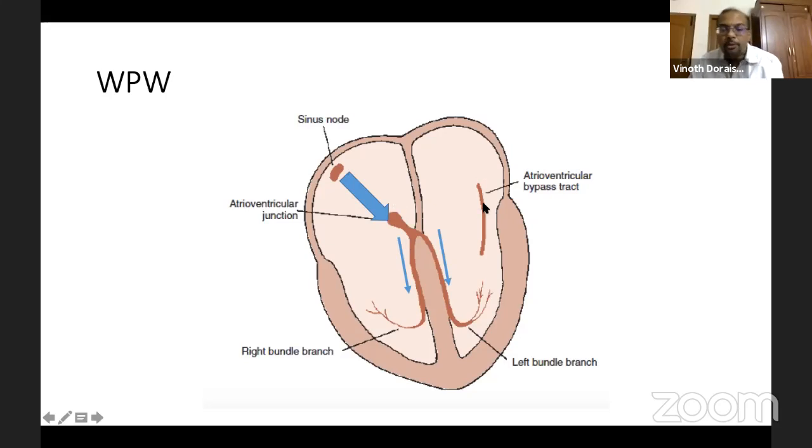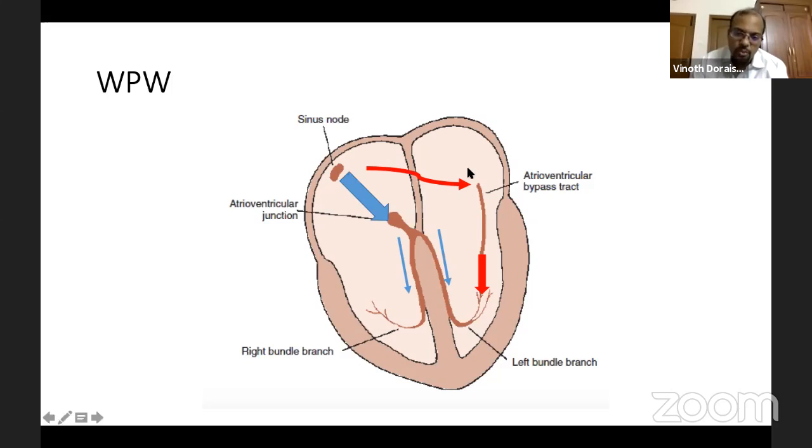But here you have an abnormal connecting tract called a bypass tract connecting the atria and the ventricle electrically. So now this sinus node can also conduct its beat through this abnormal atrioventricular bypass tract to the ventricle. Because this pathway usually conducts faster than the normal AV nodal pathway, the PR interval becomes short. So that is why the PR interval is short.